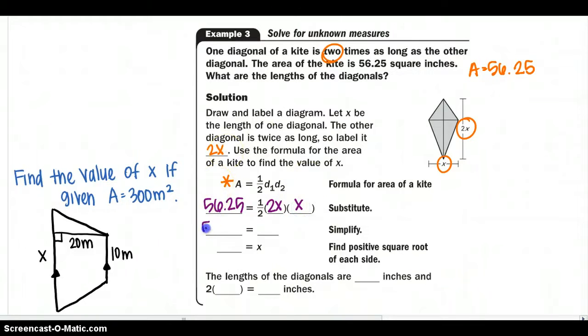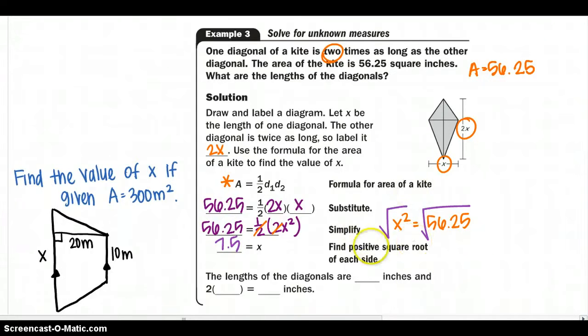I'm going to bring it down. 56.25 equals 1/2 of 2x squared. Remember our algebra, that 1/2 would cancel. So I'm going to take x squared to equal 56.25. To cancel, I'm going to square root both sides, and I approximately get 7.5 as x. So one of my diagonals is just 7.5 inches. The other, don't forget that step, I have to take times 2, and I would get 15 inches.